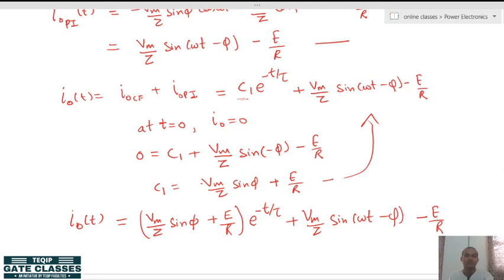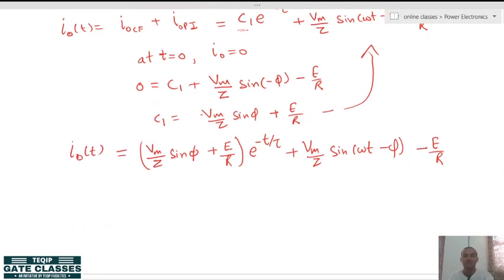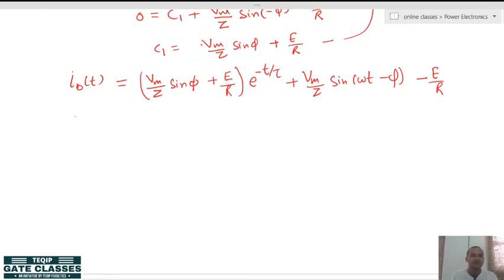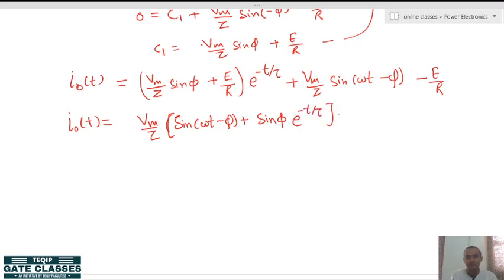Now you see, you just modify the equation. So hence the modified equation can also be given like this. The net load current is basically Vm upon Z times sin(omega t minus phi) plus sin phi e to the power minus t upon tau, and here we will get minus E by R times (1 minus e to the power minus t upon tau).